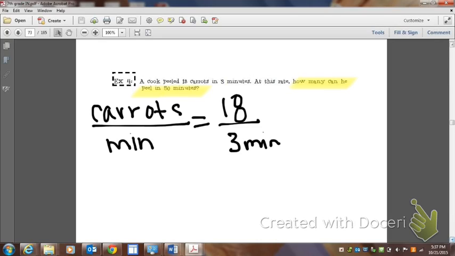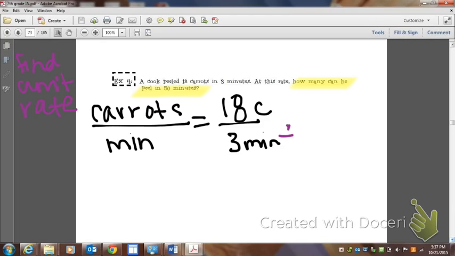So 18 carrots, I'm going to abbreviate carrots as C, 18 carrots in 3 minutes. So in order to find how many he can do in 50 minutes, I first got to find my unit rate. And then I can go from there. So I'm going to first find my unit rate. Find unit rate.